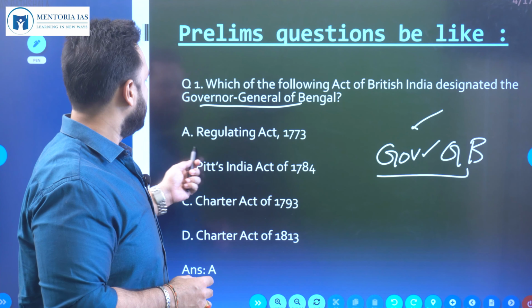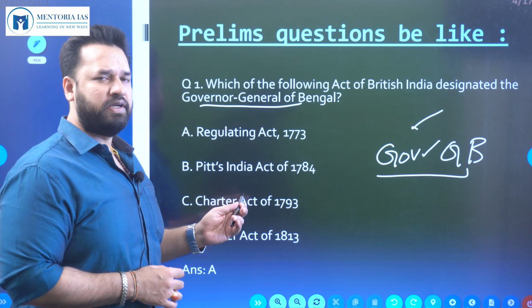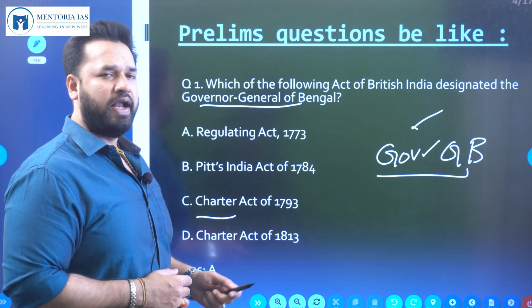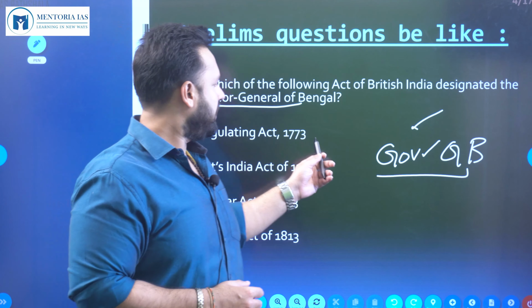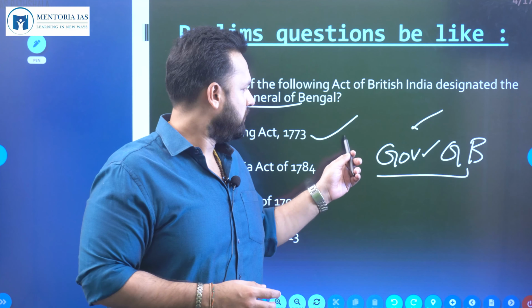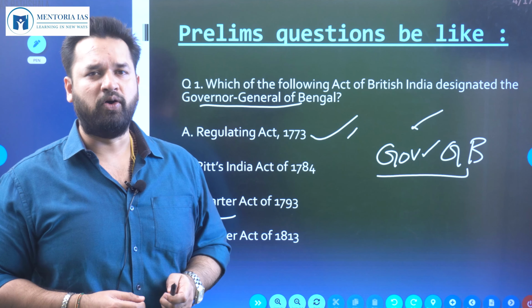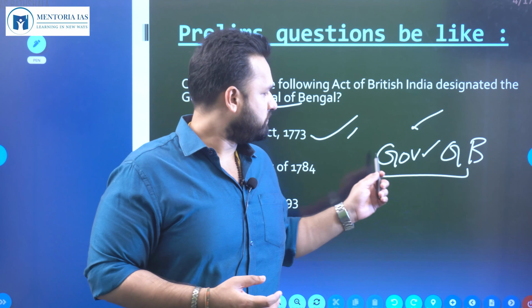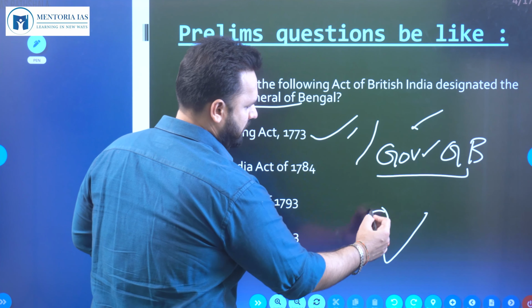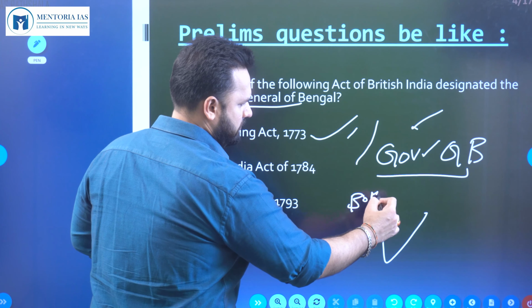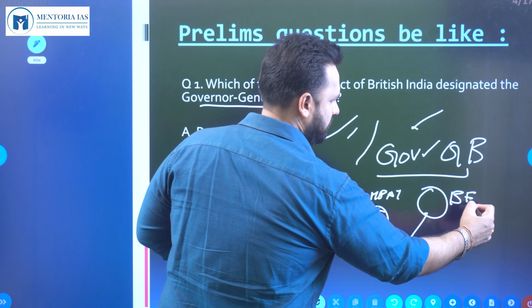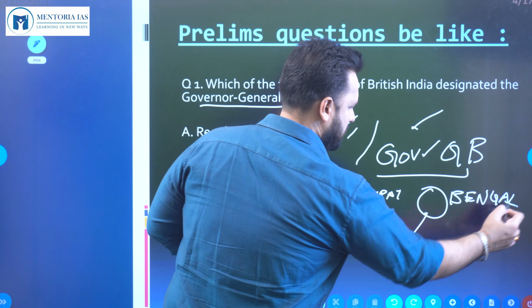So the options are Regulating Act 1773, Pitt's India Act 1784, Charter Act 1793, and Charter Act 1830. The answer is Regulating Act 1773. The reason was to regulate the affairs of the East India Company. The Governor General of Bengal was made the Governor General, and let us say this is Mumbai or Bombay. This is Bengal, Madras.